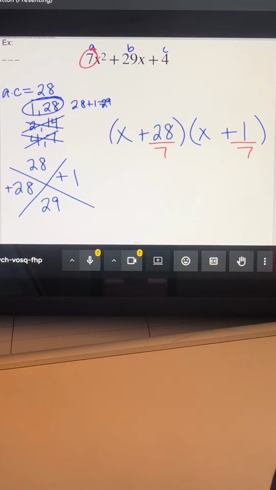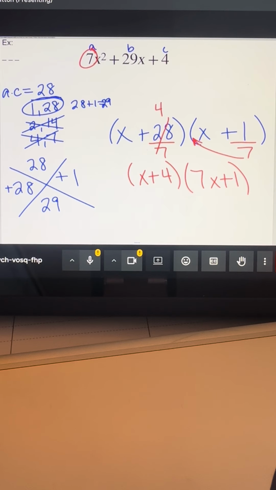Can you take 28 divided by 7? What do you get? So we have x plus 4. Can I take 1 divided by 7? You can take 7 divided by 1, but can you take 1 divided by 7? No. So the 7 needs to move up. 7x plus 1.